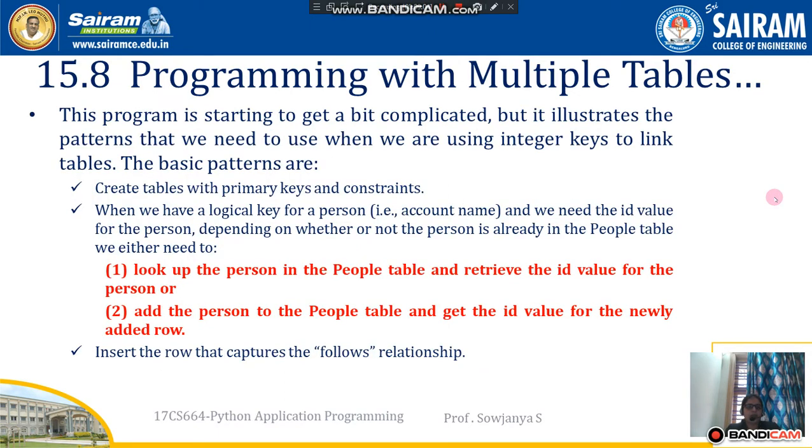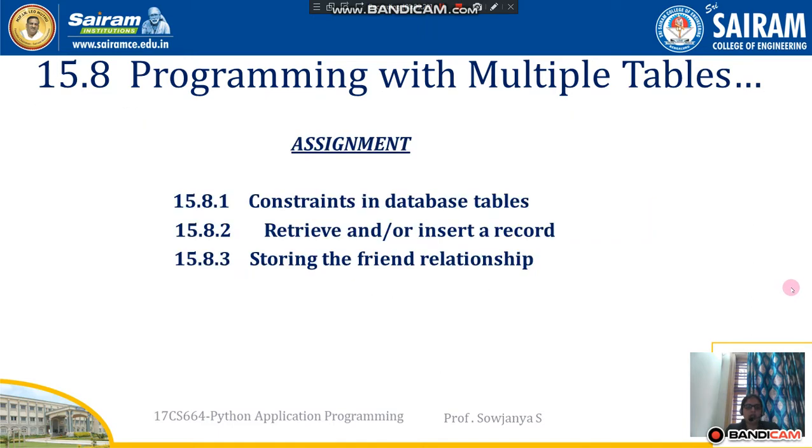In this program, things start to get a little complicated, but it illustrates the pattern that we need to use with integer keys to link tables. Create the table with a primary key and constraint, and we have a logical key per person. Then look up the person in the people table and retrieve the id value. Or add the person to the people table and get the id value for the newly added row. Then insert the row that captures the follows relationship.